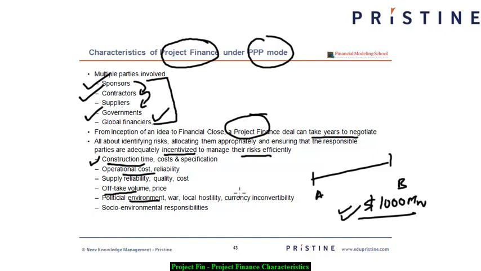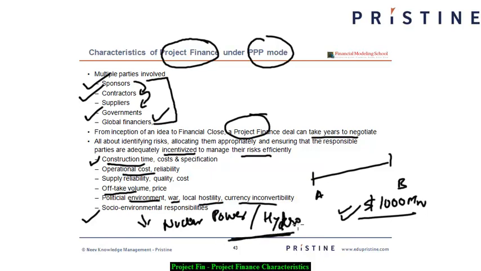Again, then there could be a political risk, a risk of war, hostility, or currency. So since the loan that's coming into the project could be in a different currency, there's a specific currency risk. Again, there could be risk related to socio-environmental responsibilities. If you are building a nuclear power plant, or let's say a hydro plant, which is going to affect the social environment of that region, then there is a specific risk, and there could be retaliation from the local people sitting there.